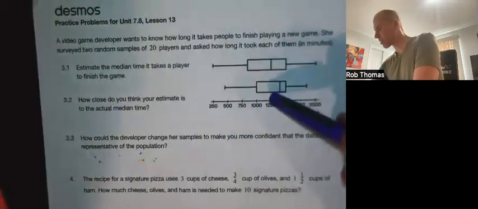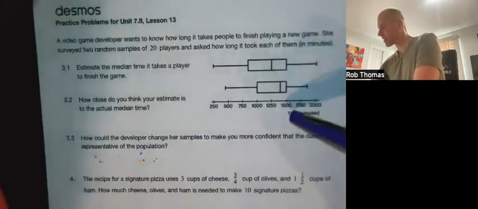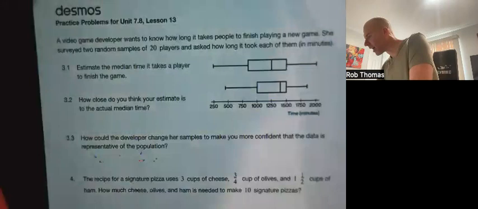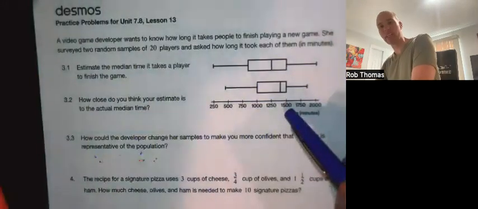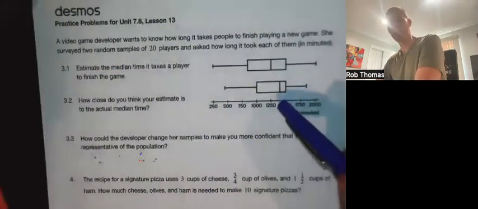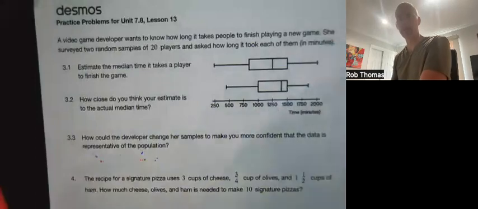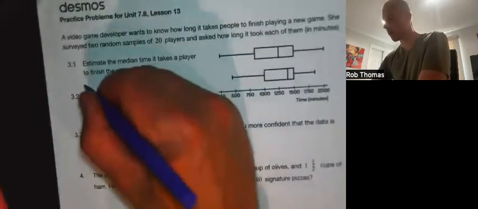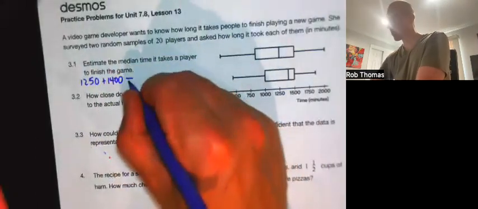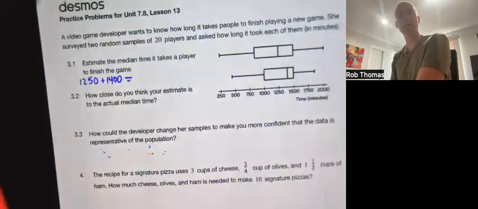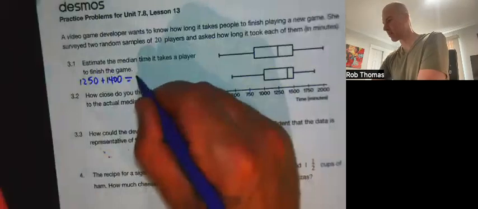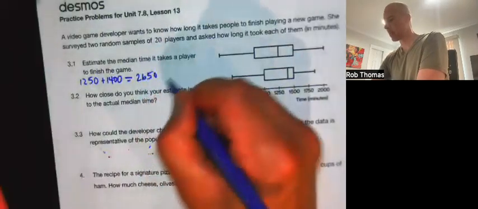So the first median is 1,250. The second median is somewhere between 1,250 and 1,500. It looks like maybe it's closer to 1,500. So maybe like 1,400. 1,400 would be a little bit closer to 1,500 than it is to 1,250. So I want the average of 1,250 and 1,400. So add those up and divide them by 2. That's how we find the average of 2 numbers. So 2,650, and then divide that by 2.